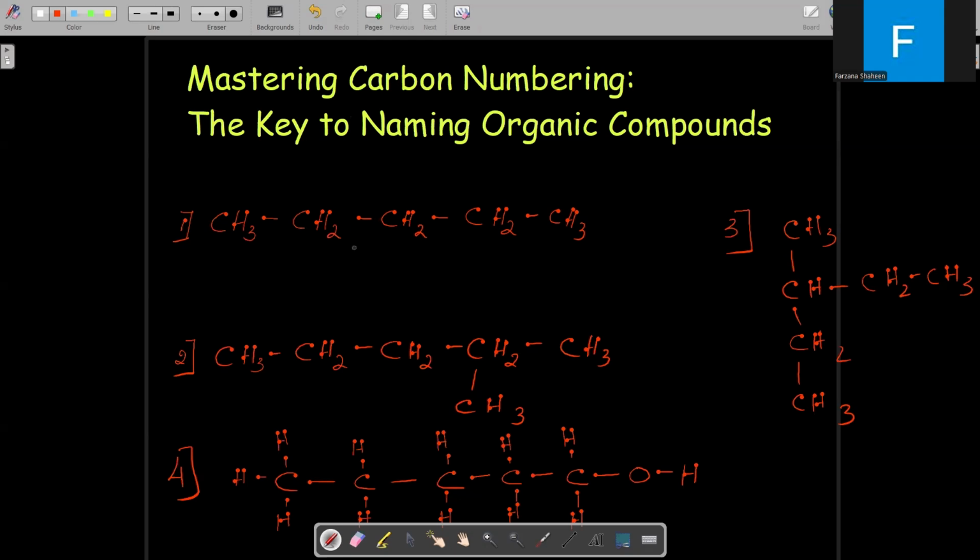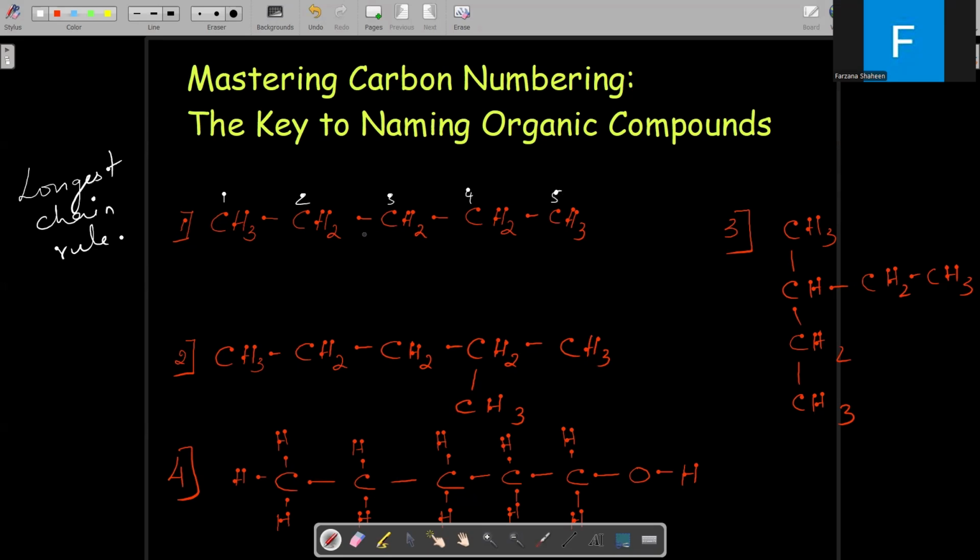First, we need to identify the longest continuous carbon chain in your structure. So this is called the longest chain rule. What you need to do is, first of all, count the number of carbons in that chain, and this chain will be called the parent chain. So here in this case, let's number it 1, 2, 3, 4, and 5.